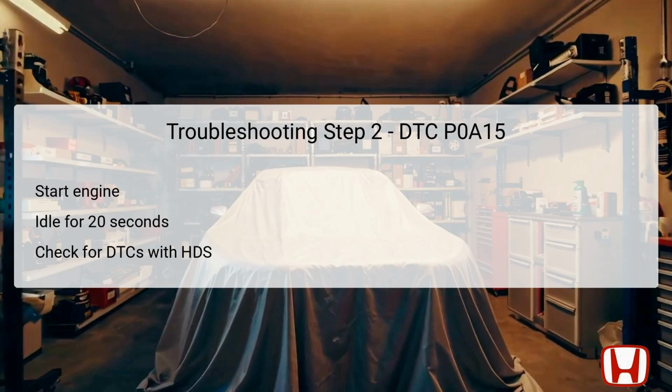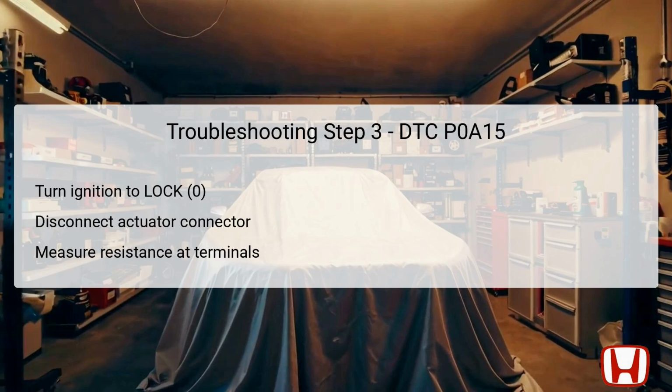If DTC P0A15 or P0AB7 appears again, this indicates a persistent problem within the actuator control circuit. A yes response necessitates further diagnostics, while a no result suggests an intermittent failure, thereby requiring inspection of electrical connections and ground points. This step is vital for understanding whether the issue is transient or persistent, impacting further troubleshooting directions.